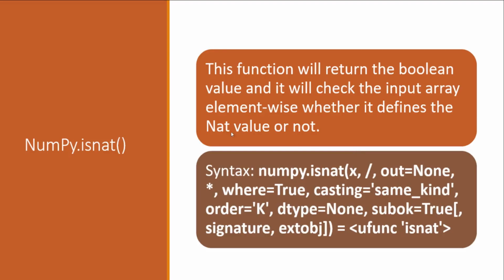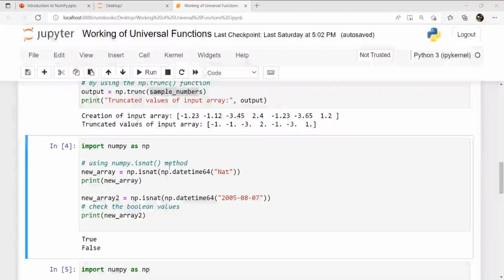Now we will understand the example by using the numpy.isnat function. In this example, we have used the np.isnat function, and within this function we have used the np.datetime64 method and assigned the string value as an argument.